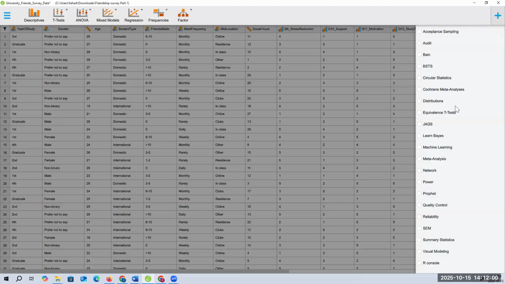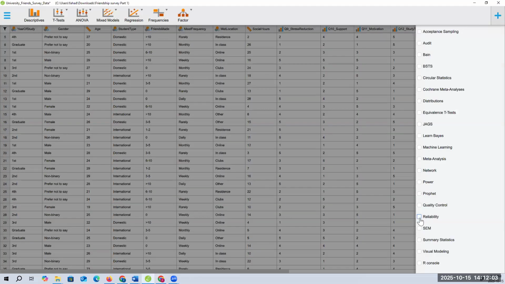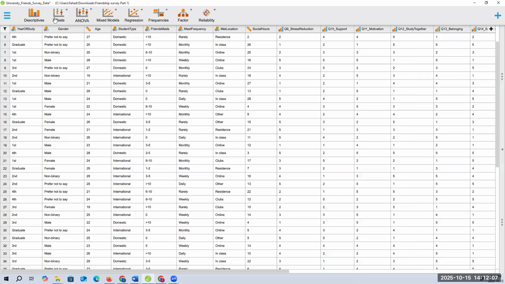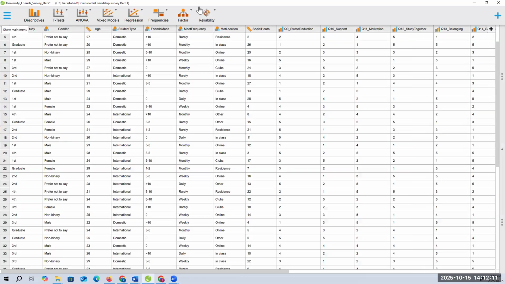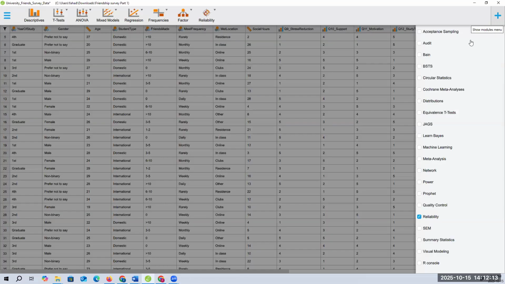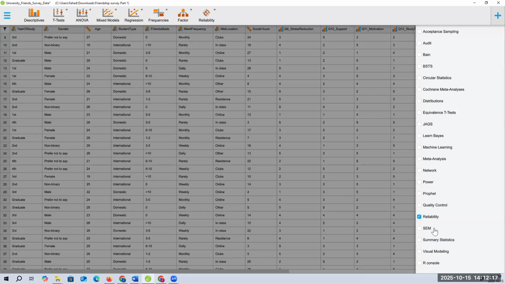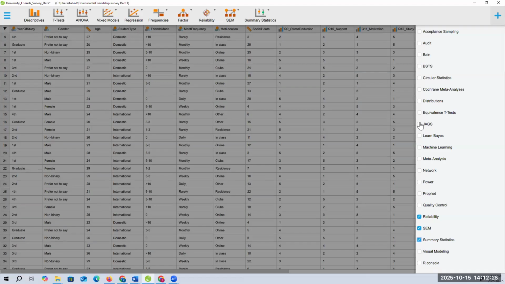So I should add it here, reliability. So I add it here. That makes sense. And then I should do what? Oh, so here. So this is interesting. I didn't know you could add in modules in terms of various SEM, structural equation modeling. That's quite interesting. I do that with survey analysis, summary statistics, CFAs. I don't know about that.